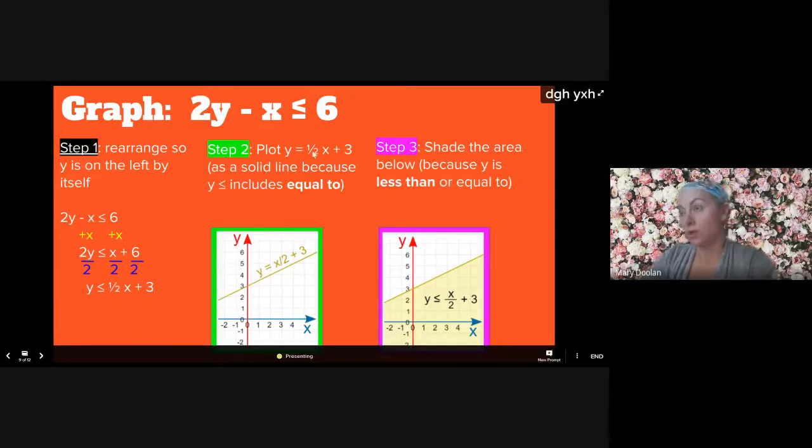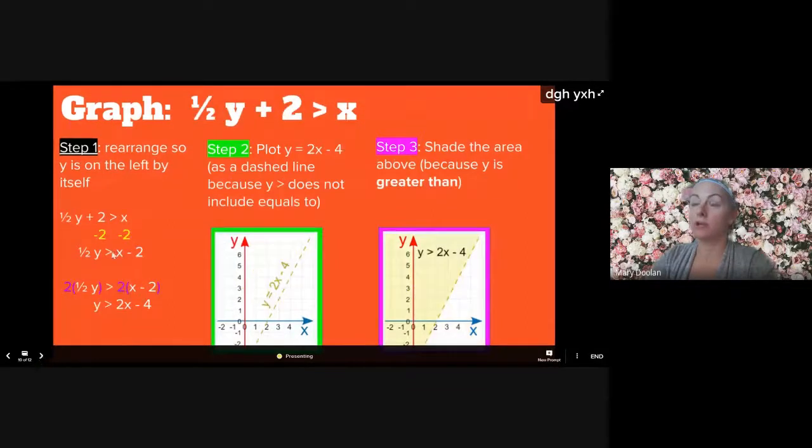Step 2, we're going to plot y equals 1/2 x plus 3. Okay, because that's what we figured out our slope-intercept form is, but we're going to plot it with an equal sign because it's the same rules. You start at positive 3, which is here, and then you use the slope of 1/2. So you rise 1 and you run 2. You rise 1, you run 2. It's less than or equal to, again, this includes the equal to part, so the line stays solid. Last step, shading. Less than or equal to, so shade everywhere y is less, that's below the line.